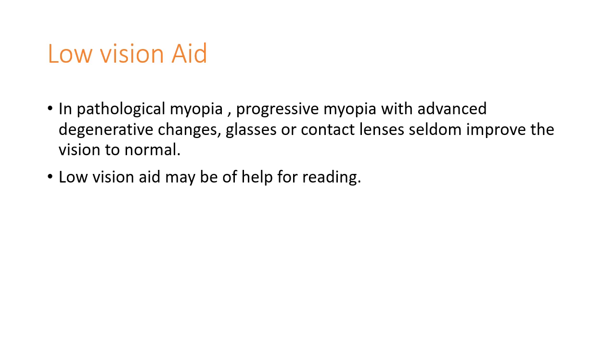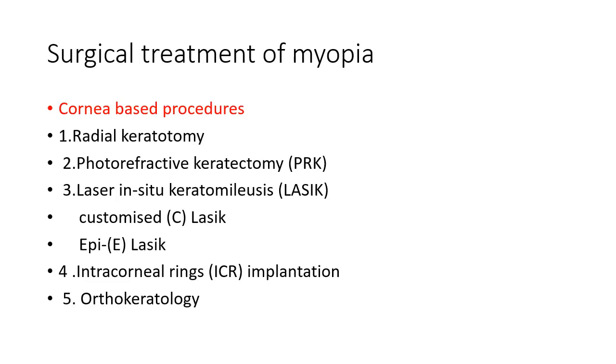Then another, that is low vision aid. In pathological myopia, progressive myopia with advanced vision changes, glasses or contact lenses seldom improve the vision to normal. So low vision aid may be of help. So contact lens and low vision aid are different topics to be discussed.